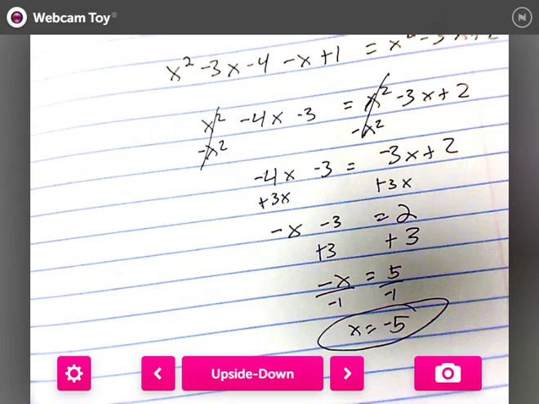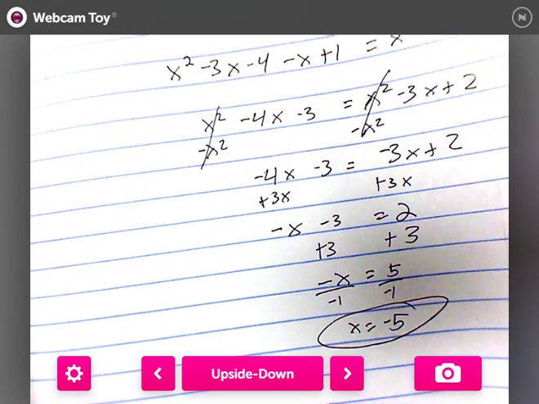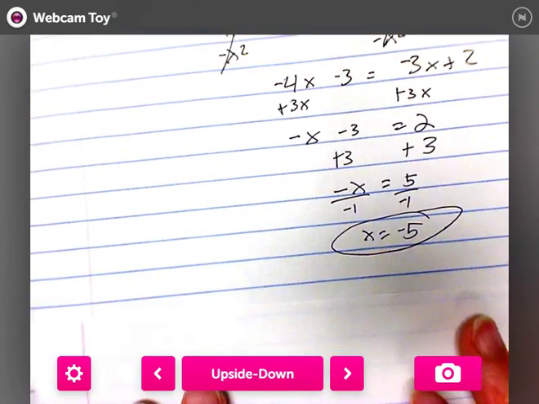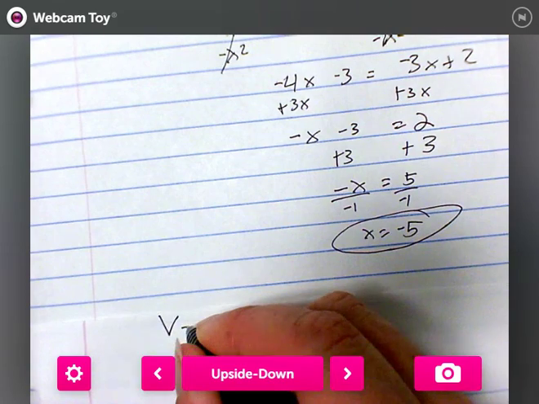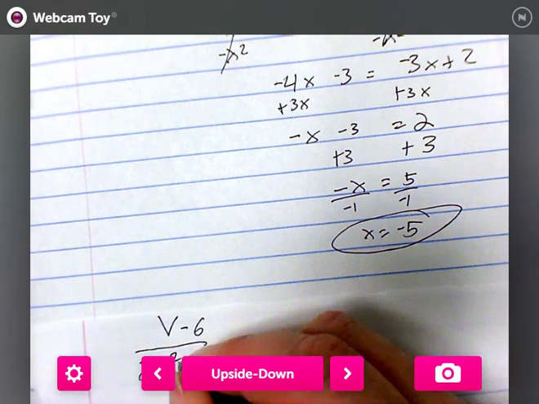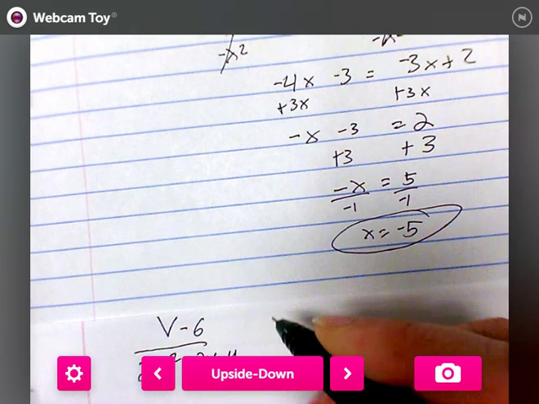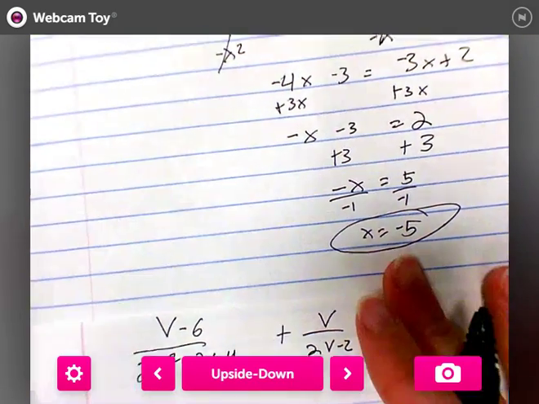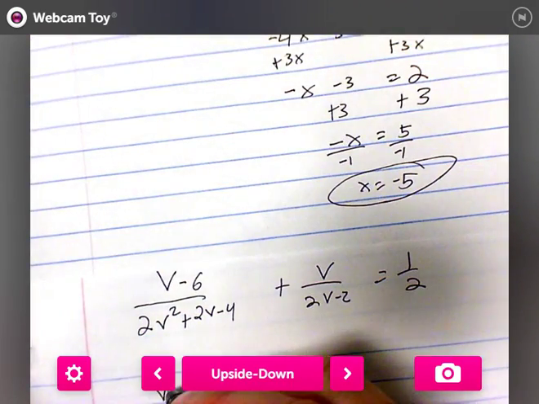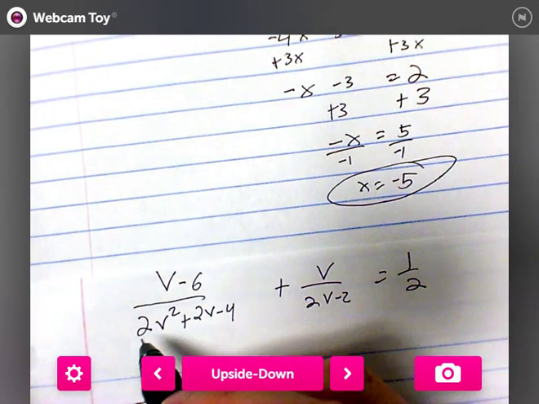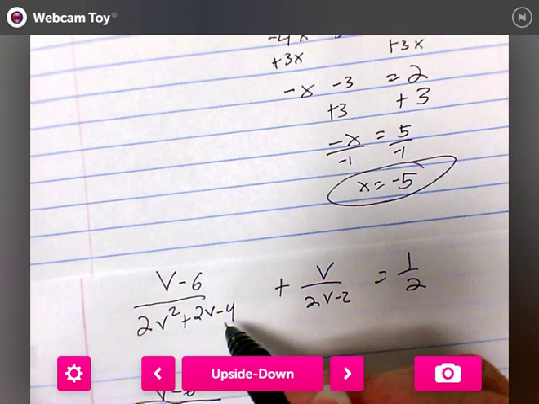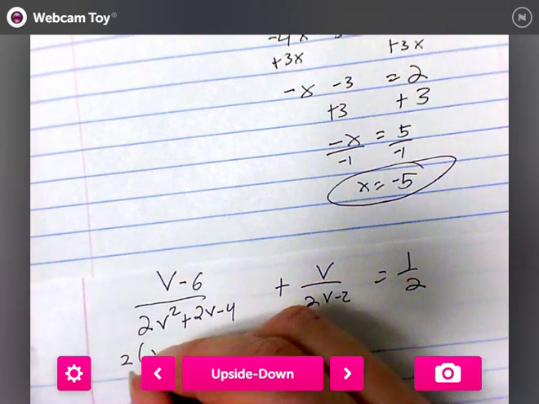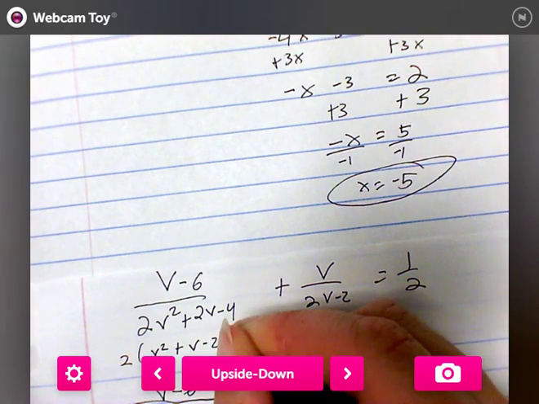Okay, let's do number 19, and then I will stop talking. All right, 19 says v minus 6 over 2v squared plus 2v minus 4 plus v over 2v minus 2 equals 1/2. Okay? So I've got v minus 6 over, and I need to factor 2v squared plus 2v minus 4. So the first thing I can do is I can take out a 2, and I'm left with v squared plus v minus 2.